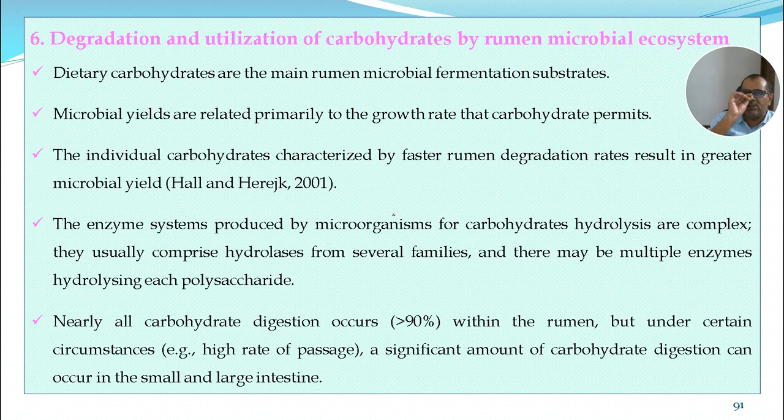Then, degradation of carbohydrates by the ruminant microflora ecosystem. There is always the microbial digestive system, and we have talked about this particular thing. Individual carbohydrates characterized by faster rumen degradation result in greater microbial yield.